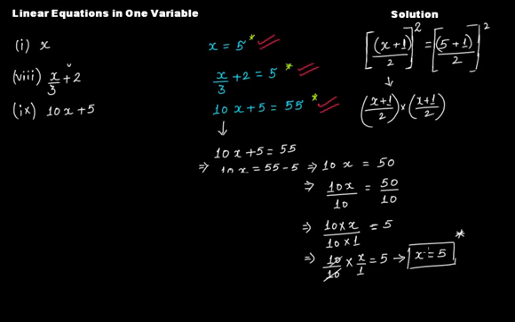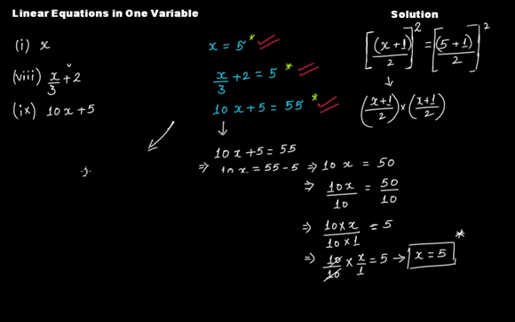Because at x is equal to 5, this expression, that is 10x plus 5, becomes 55. This equation stands validated or is correct for this value of x, that is x is equal to 5. Therefore we say that x is equal to 5 is the solution for this equation. Same thing can be done here.